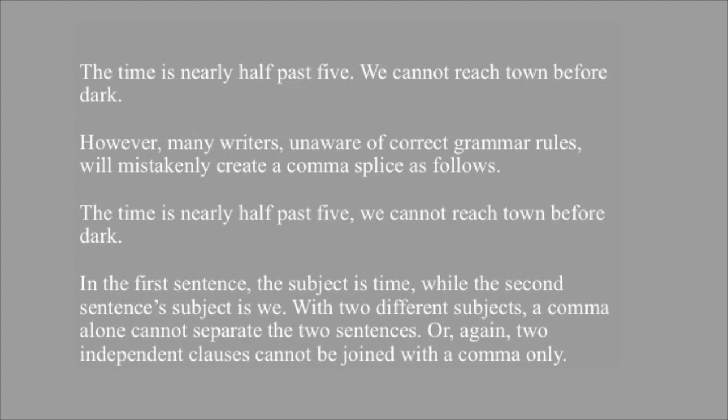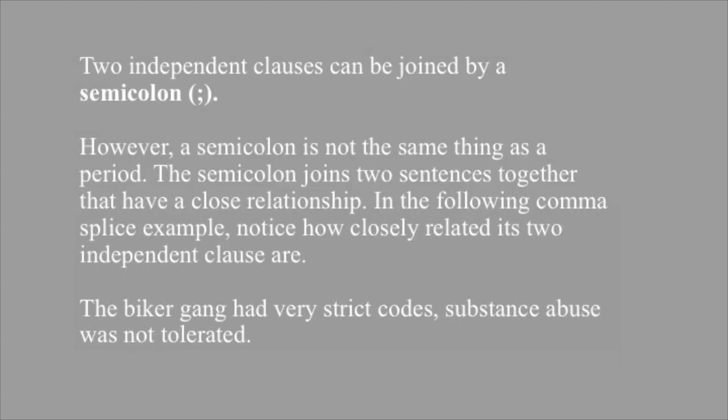That's a comma splice. In the first sentence, the subject is time, while the second sentence's subject is we. With two different subjects, a comma alone cannot separate the two sentences. Or, again, two independent clauses cannot be joined with a comma only. Two independent clauses can be joined by a semicolon. However, a semicolon is not the same thing as a period. The semicolon joins two sentences together that have a close relationship.